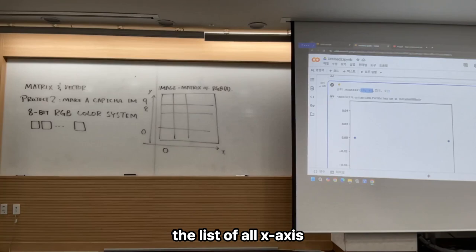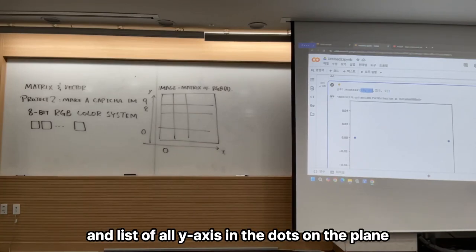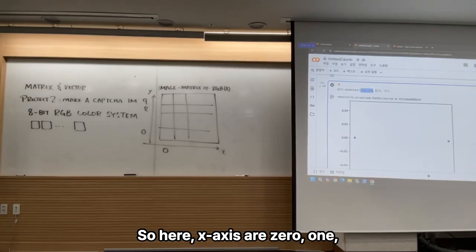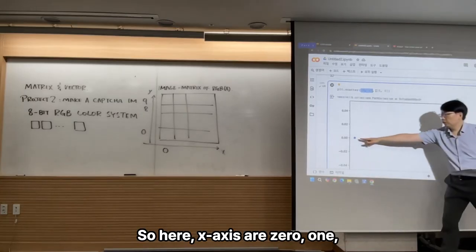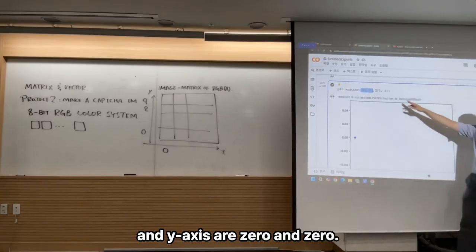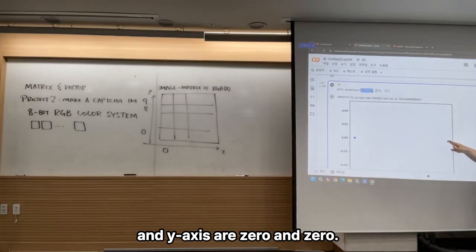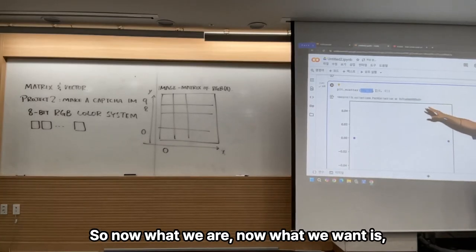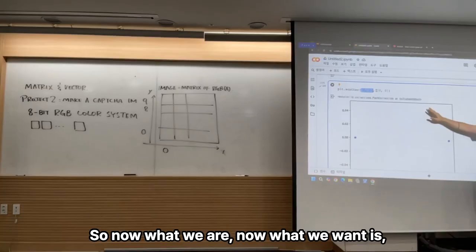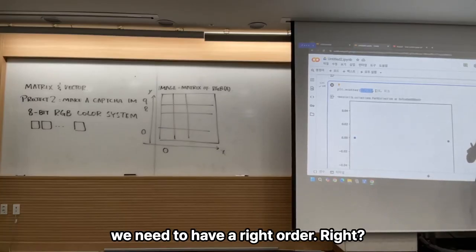input the list of all x-axis values of the dots in the plane and the list of all y-axis values of the dots on the plane that you want to draw. So here, the x-axis values are 0, 1, and the y-axis values are 0 and 0. So now what we need is to have the right order, right?